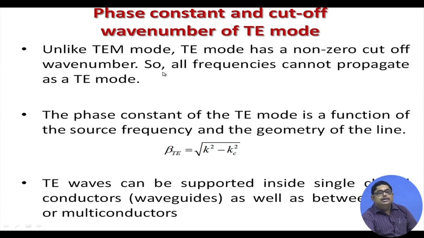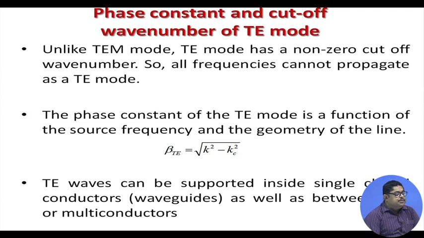And the other things, phase constant and cut-off wave number, those two, the beta and the Kc. So, how will you find? So, unlike TEM mode, TE mode has a non-zero cut-off wave number. So, all frequencies cannot propagate as a TE mode. So, it has some finite value, and phase constant is a function of the source frequency and the geometry of the line, because this Kc, that depends on the geometry of the line. K depends on the, K is what? K is a constant, omega square mu epsilon. So, it depends on the material and frequency.